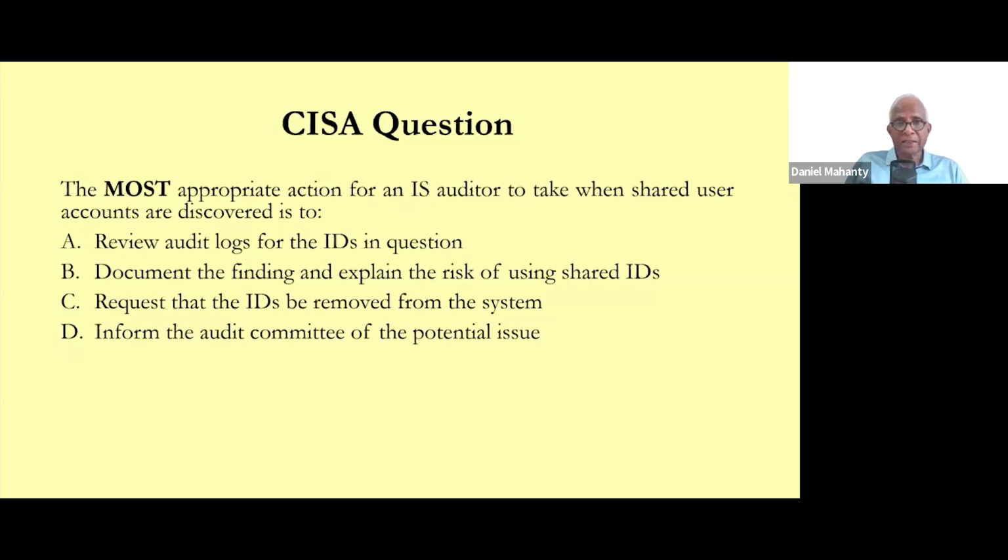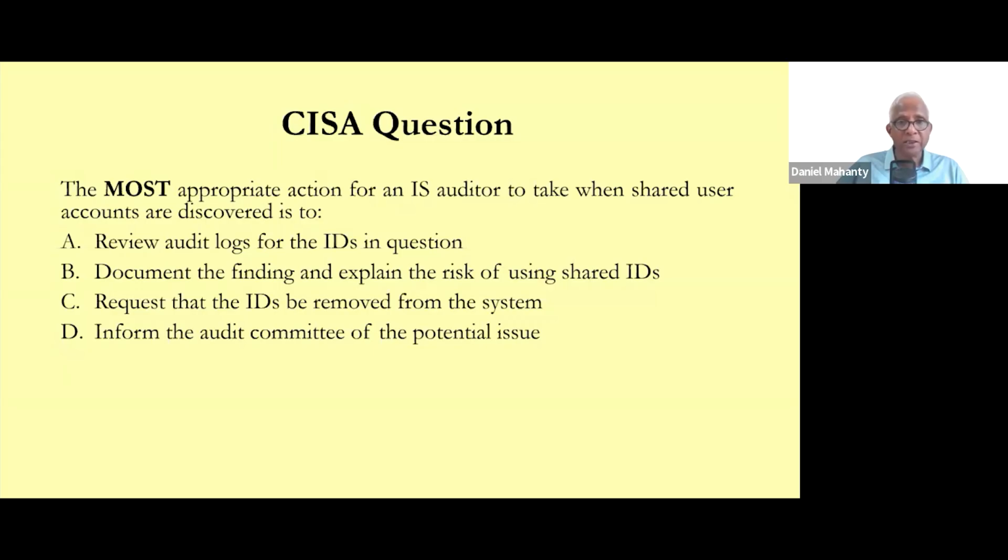Now, first of all, let us understand what a shared user account is. A shared user account is when the same login credentials, the same user ID and password, are being used by multiple people, more than one person. Maybe in a particular shift or in a particular department, a single user account is being used by multiple people, right? The question is the most appropriate action. When you find this, what are you going to do as an auditor? Which is the most appropriate thing that you should do as an auditor?